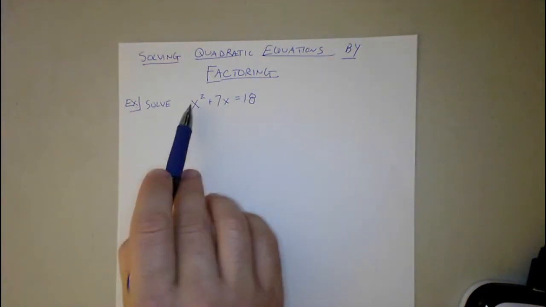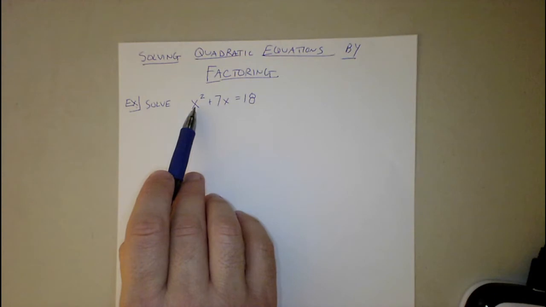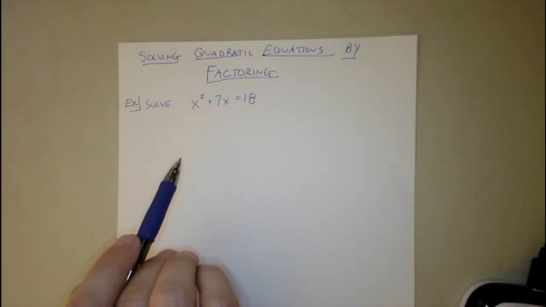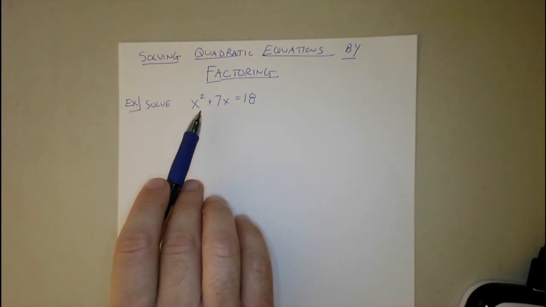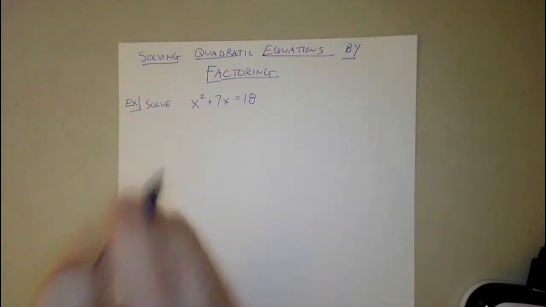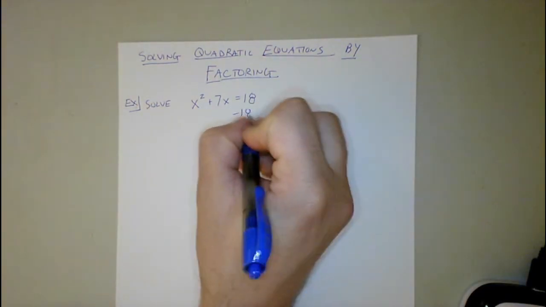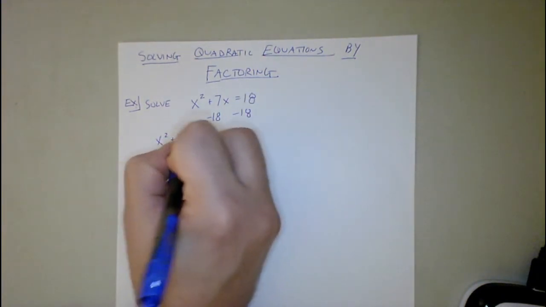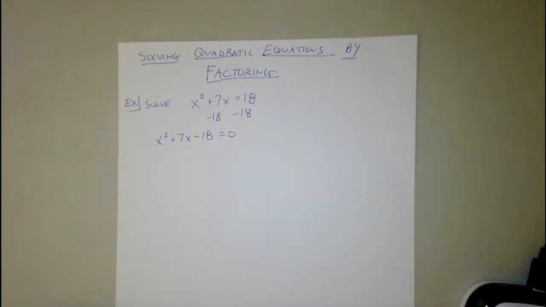In other words, what number times itself, in other words, what number squared, plus 7 times a number equals 18. That's the overall question that we're asking here. Now, one thing that we want to do is make sure that these are always set equal to 0. So I'm going to subtract 18 from both sides. And so I get x squared plus 7x minus 18, and that is set equal to 0.